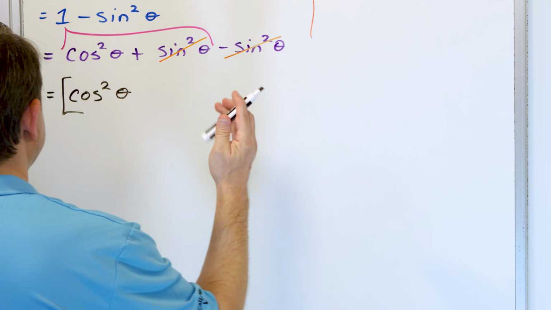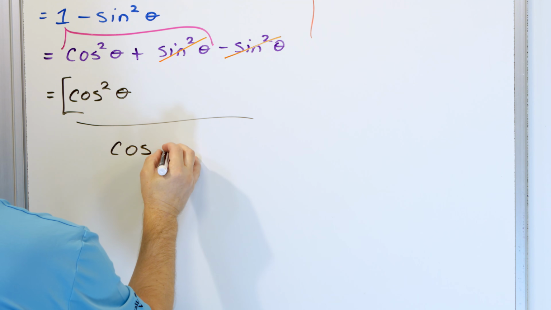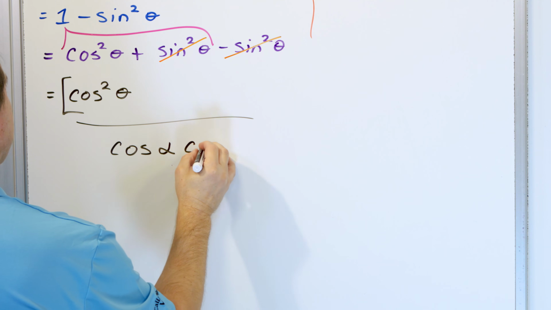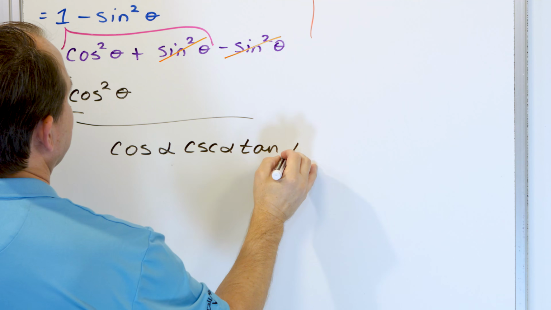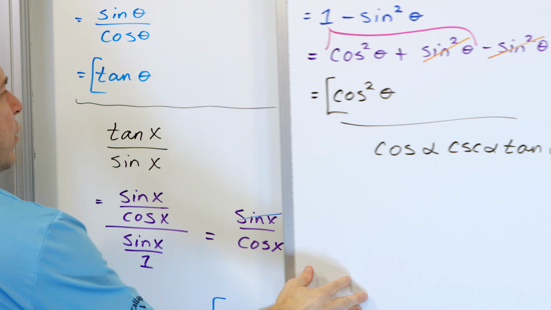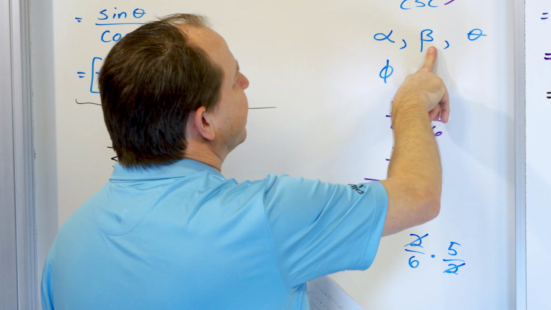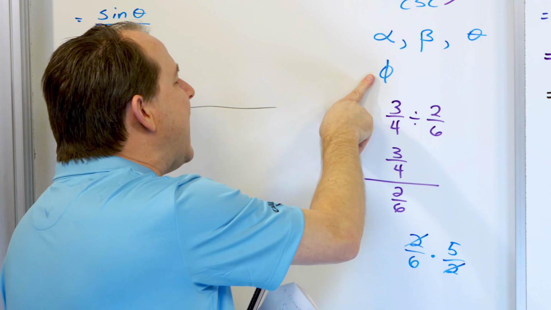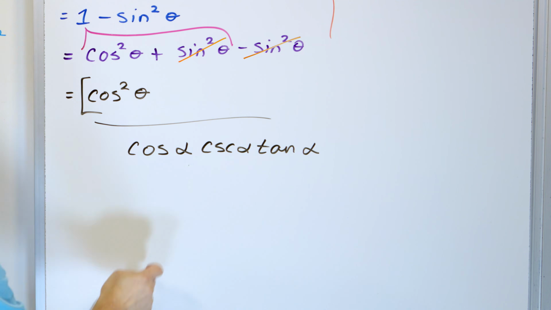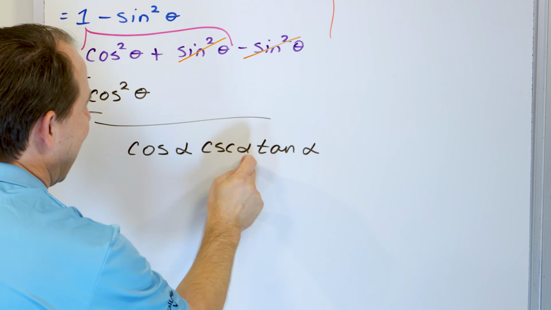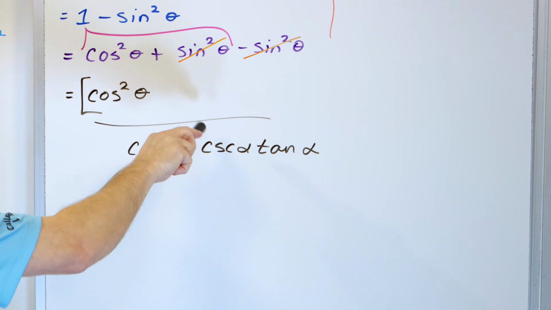All right, next problem. We're going to have cosine of an angle alpha times cosecant of an angle alpha times tangent of an angle alpha. Remember, I told you, don't get scared by symbols. Alpha is just a Greek letter. Beta is a Greek letter. Theta is a Greek letter. Phi is a Greek letter. This could be X, X, and X. It would be the same problem. It could be Y, Y, and Y. It could be A, A, A, B, B, B, C, C, C. You get the idea. And you should practice writing your little alphas.